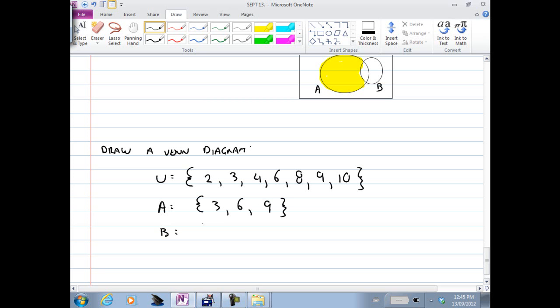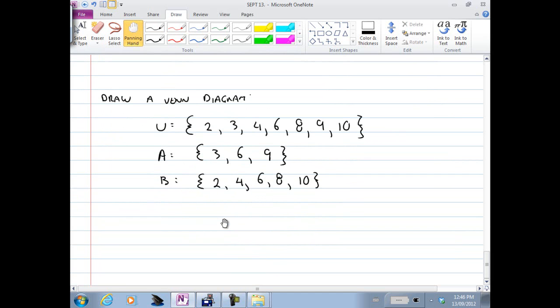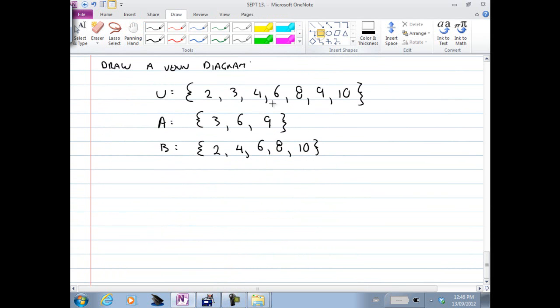B equals 2, 4, 6, 8, 10. My question to you is, draw a Venn diagram that looks like this, and then I'll start giving you questions based on this. I'm going to pause it. I'm going to give you a hint. Here's your hint: I'm going to draw a Venn diagram. The rest is up to you.